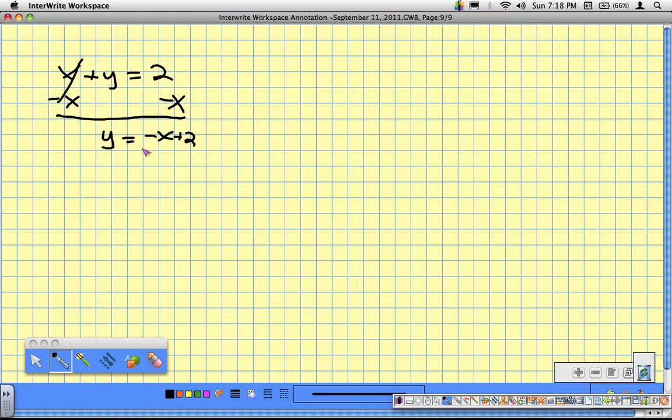On this one, negative x is the same as negative 1x, so pretty much there's our slope of negative 1, and our y-intercept of positive 2. So let's set this one up. So we get our xy axis here.